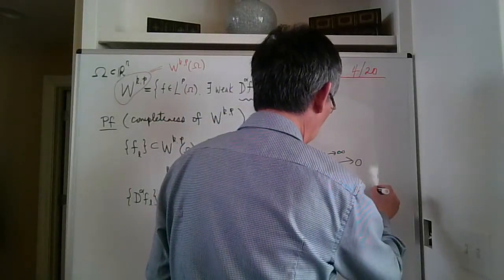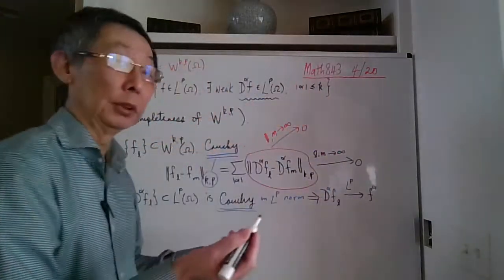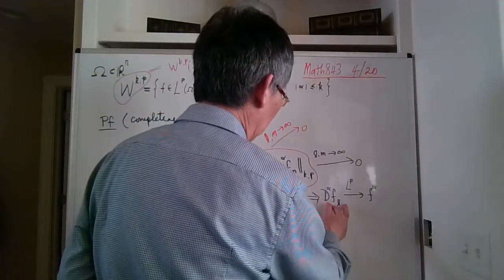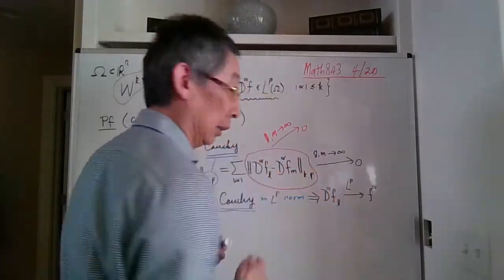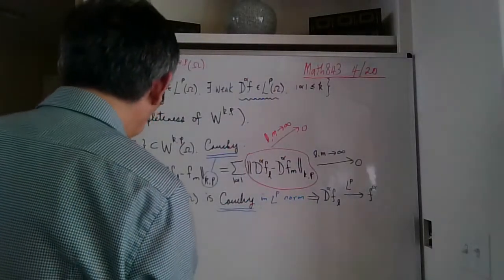So I'm going to write this thing as F alpha, simply a notation indicating that this one is a limit of this weak derivative sequence. Alpha corresponds to this multi-index. All right.